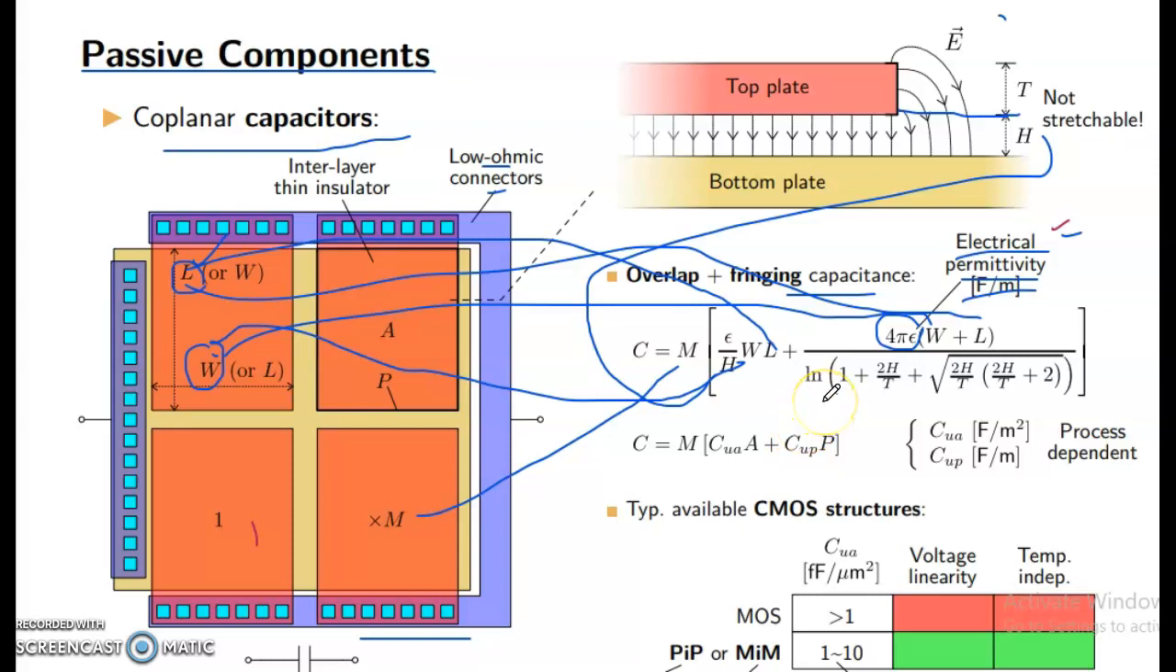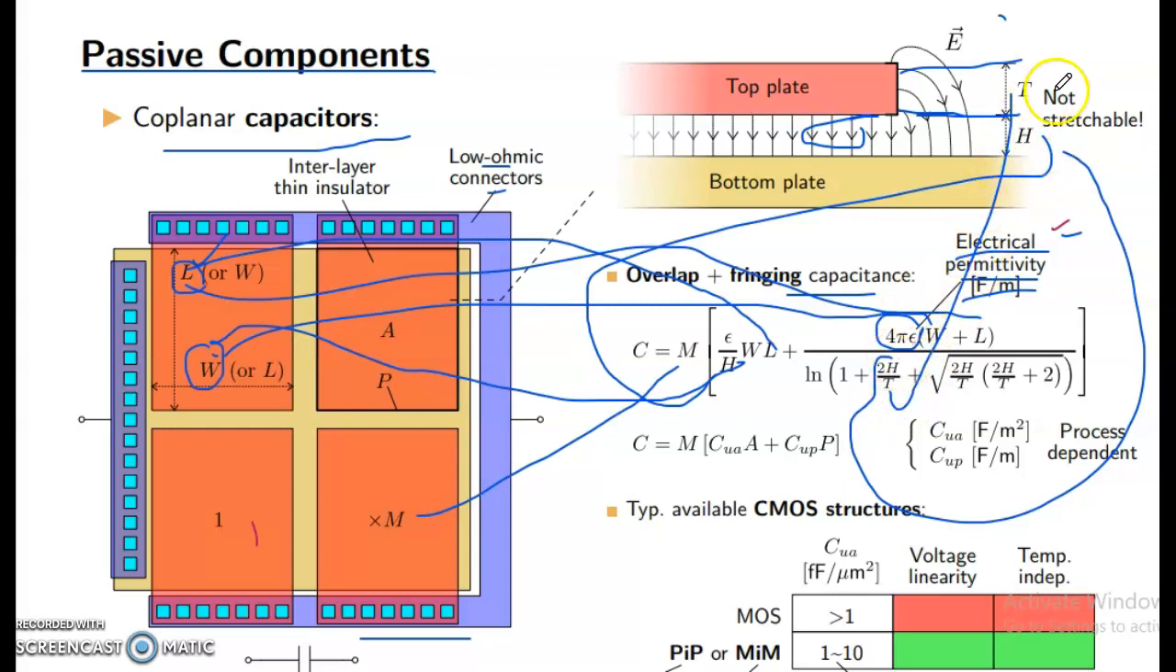In there is a logarithmic term: ln of 1 plus 2h divided by t, where h is the distance from top plate to bottom plate. We can't say this is correct here. So E vector, then H, T, top plate distance.